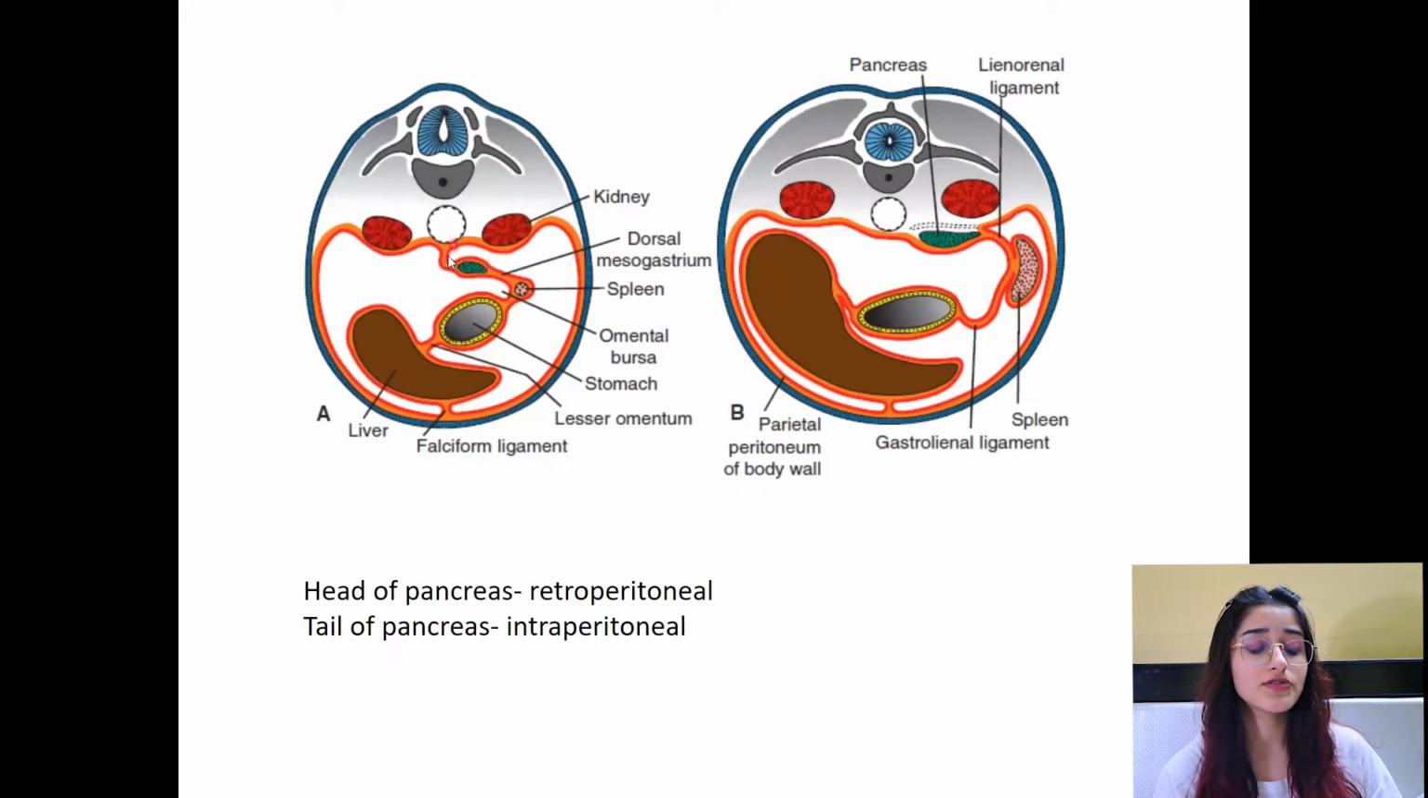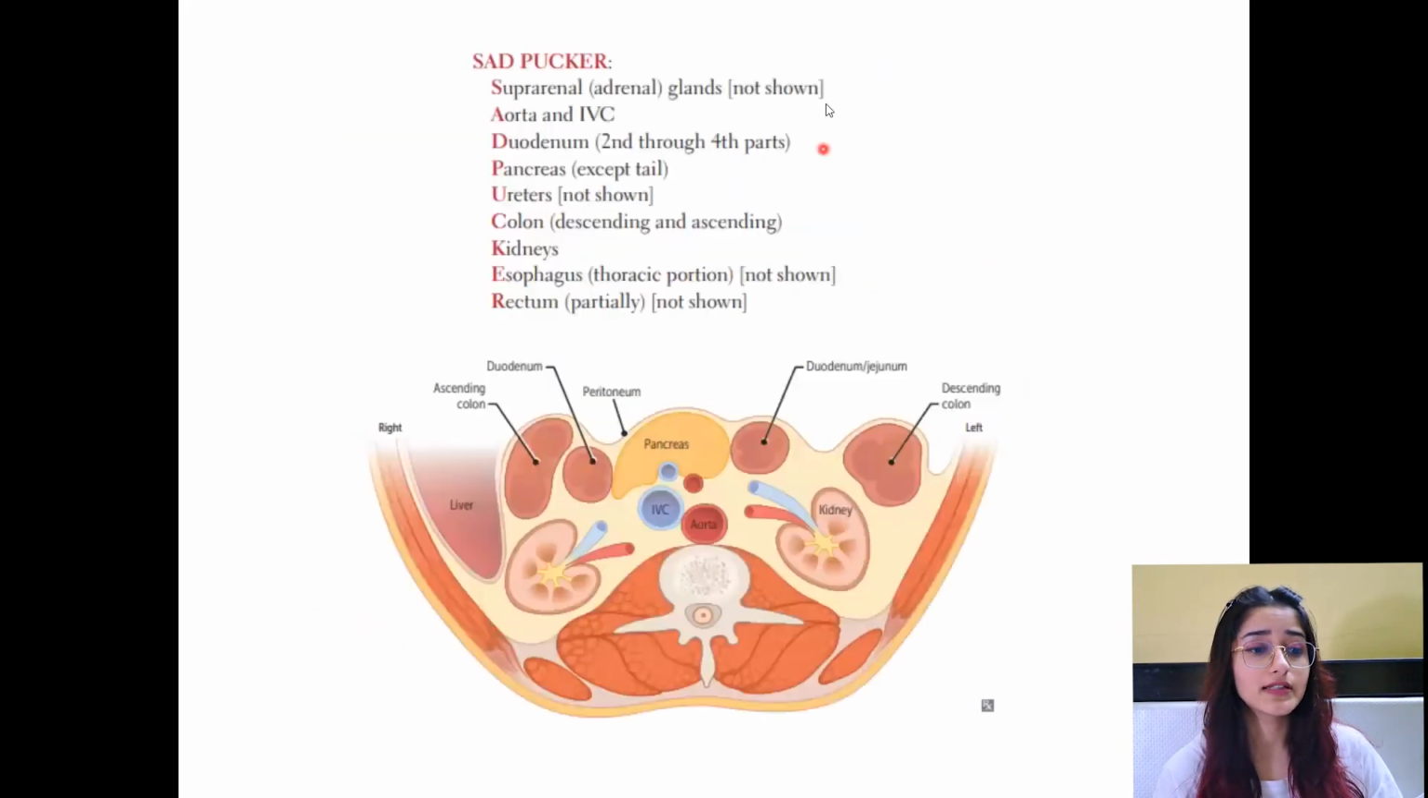So pancreas developed a short mesentery, but then it was pushed backwards due to developing organs or other such changes, and you can see it became retroperitoneal, but just a small area of pancreas, that is the tail of pancreas, is still intraperitoneal. And we have this mnemonic by First Aid, SADPUCKER.